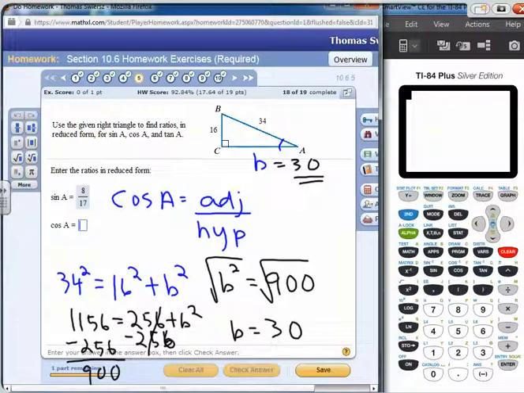So now we've got this. The cosine now of angle A is the side adjacent, which is this side right here we just found, 30, over the hypotenuse, which is 34. 2 goes into both, 15 over 17, right? 2 goes into 30 15 times, 2 goes into 34 17 times. So now we have the cosine of angle A is the ratio 15 over 17 in reduced form.